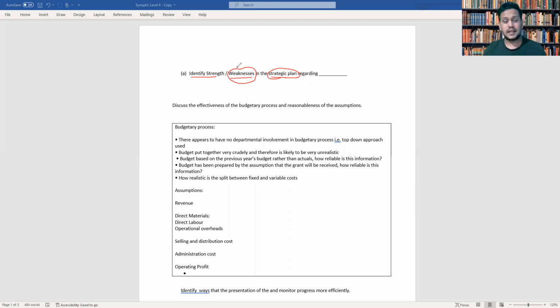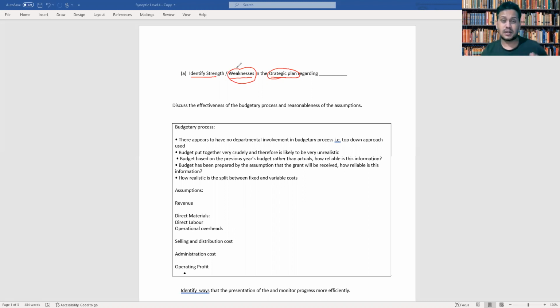So maybe you can say the operational management don't understand the plan properly because we didn't involve them. So that will create a problem. This sort of question will be very precise and they'll give you 1 or 2 marks. So you have to write a very precise sentence. One line, two lines is enough for you to get 1 or 2 marks.